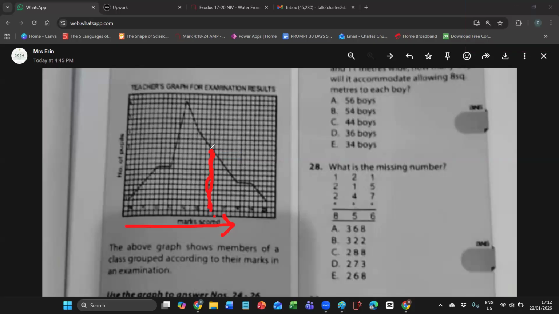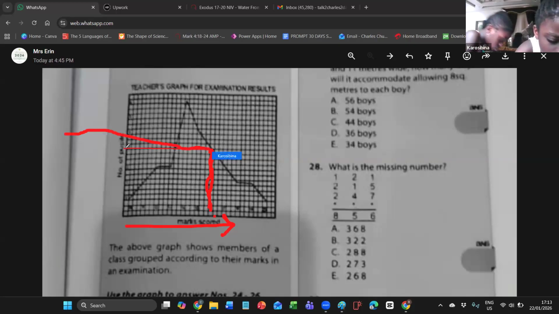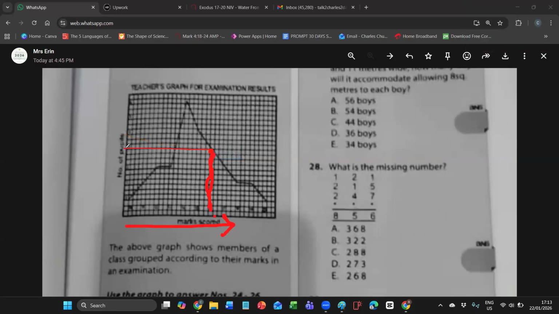Now, where it touched the graph, I want you to trace it straight to the y-axis. That's the vertical axis. What number is there? That is the catch. It has to be a straight line. What number is there? Quickly. Wait, I'm coming. I want to draw a line.